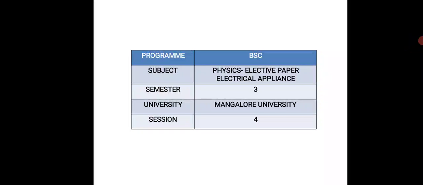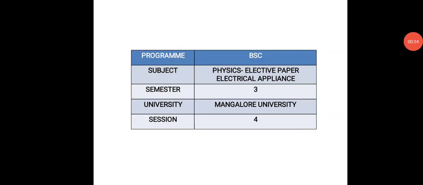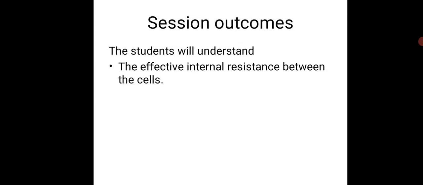Today I am going to explain one of the physics elective papers, that is Electrical Appliances, third semester. The main learning objective of this study is to differentiate between cells in series, parallel and mixed group of cells, and also the effective internal resistance between the cells.